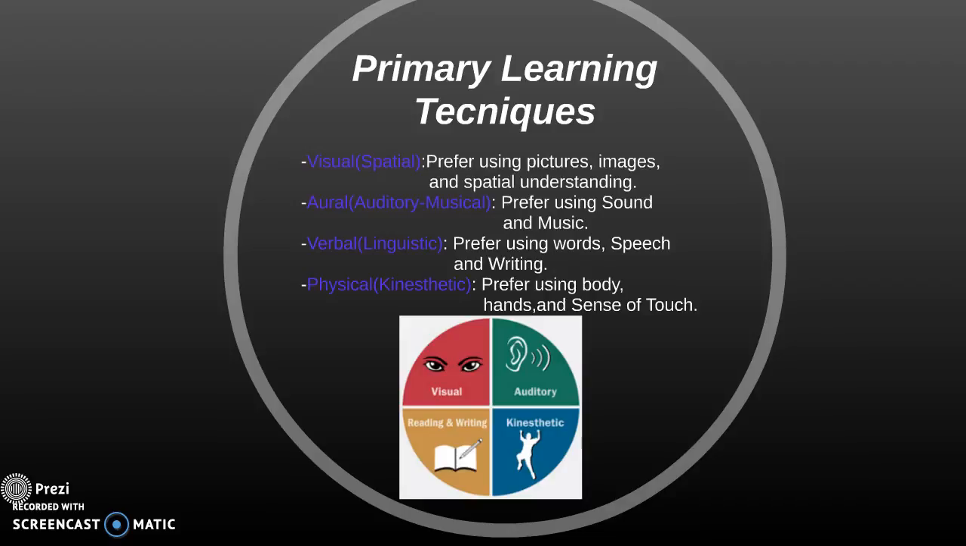In the verbal, another name for verbal is linguistic, which prefers words, speech, and writing. In the physical, this is kinesthetic, prefer using body, hands, and sense of touch. It's likely that you use your body and sense of touch to learn about the world around you, and it's likely you like sports and exercise and other physical activities such as gardening or woodworking.